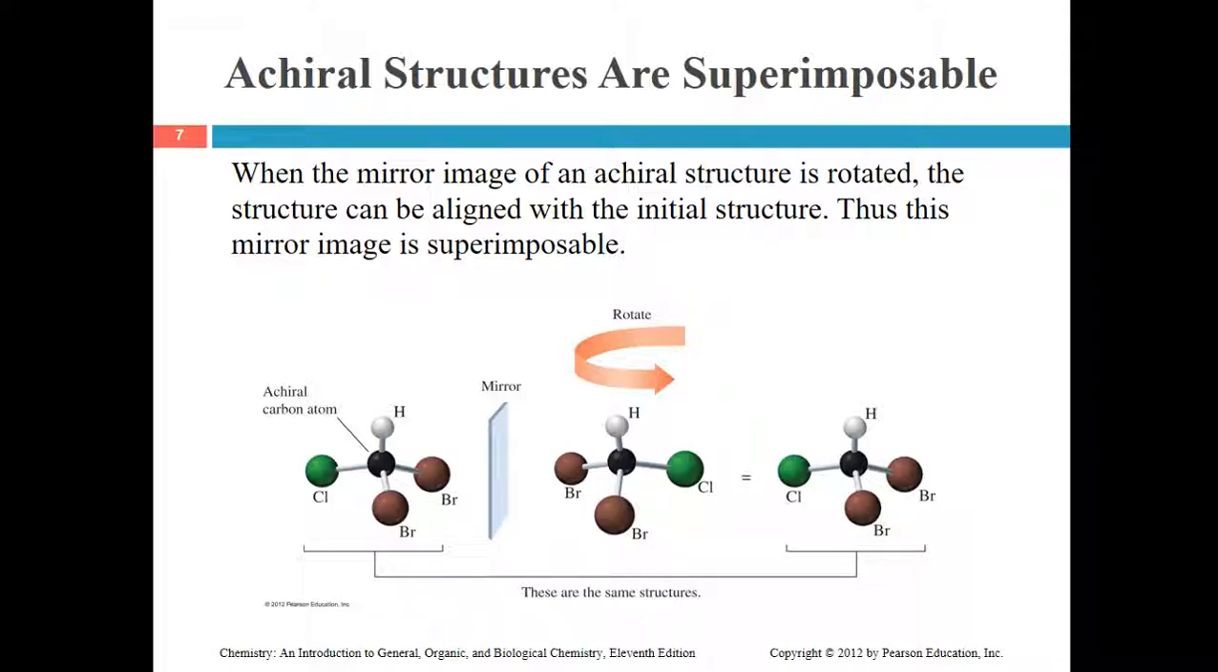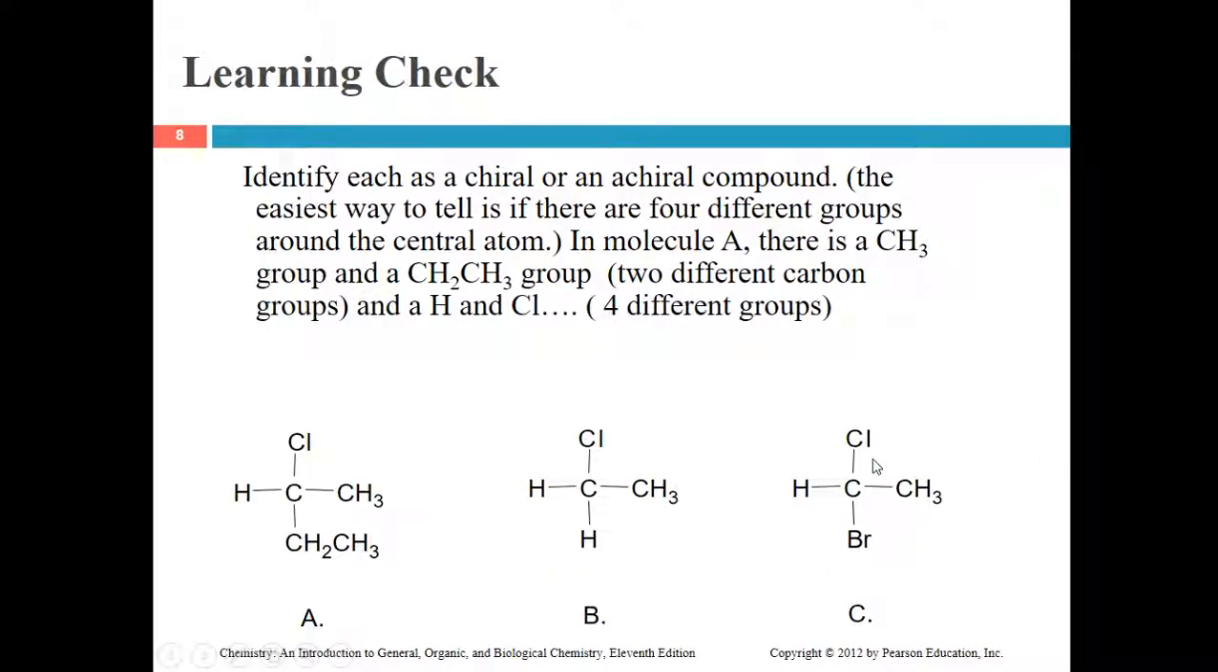Achiral structures are superimposable. So if it's without chirality, if it's not a chiral object, it's superimposable. Let's look at an example here. First of all, we know this is an achiral structure. Why? That means it's without handedness. Our carbon here has a chlorine, a hydrogen, and 2 groups that are the same. So then it's not chiral. And you can attest that because its, quote, mirror image, which it doesn't have one, is exactly the same molecule as it. So let's see if you can identify which of these are chiral or which are achiral.